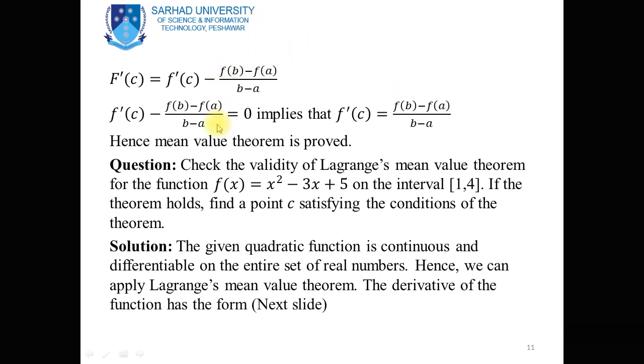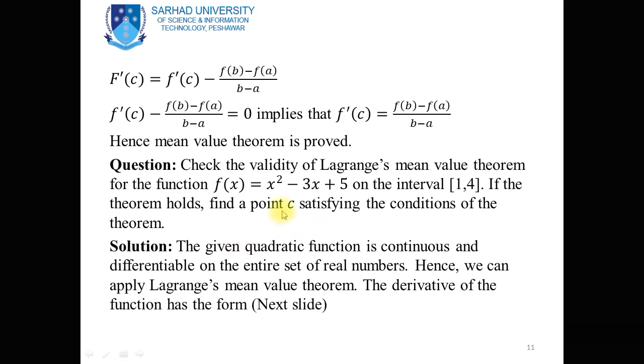Now to check the validity of the Lagrange mean value theorem for the function f of x equals x square minus 3x plus 5 on the interval 1 and 4. This is the closed interval. If the theorem holds, find the value of c. c is a point satisfying the condition of the theorem.